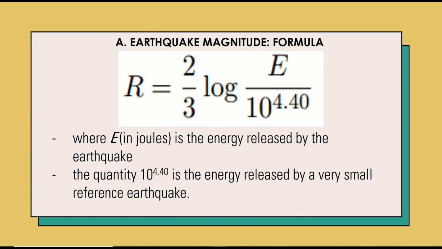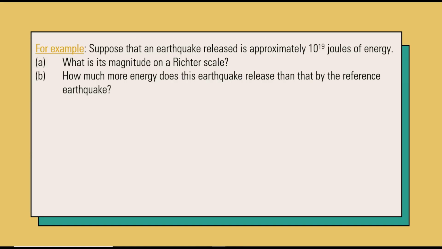So for earthquake magnitude, this is the formula. R = 2/3 log (E over 10^4.40), where E in joules is the energy released by the earthquake, and the quantity 10^4.40 is the energy released by a very small reference earthquake. Now, please take note that 10^4.40 is a constant number, therefore it cannot be changed. For example, suppose that an earthquake releases approximately 10^19 joules of energy. Now we will look for A and B.